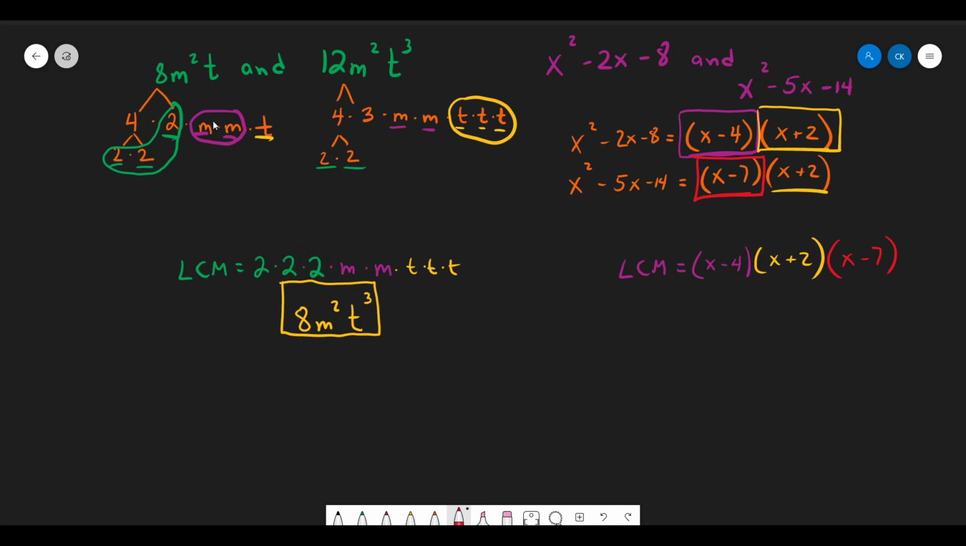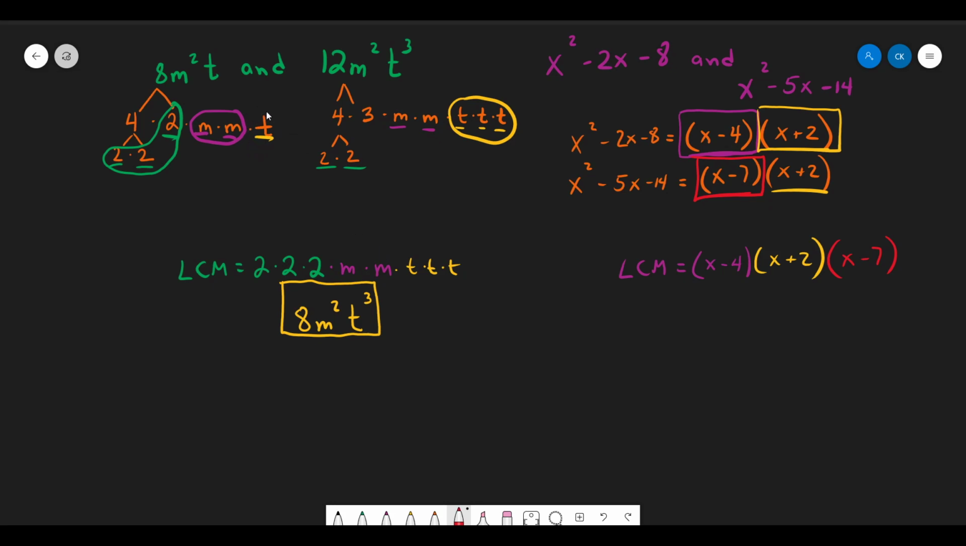LCM. Now we go on to the m's. I see 2 m's here, and I see 2 m's here. So we didn't really talk about this, but if they have the exact same amount, it doesn't matter which one you choose from. I could pick these two m's or I could pick these two m's. Doesn't matter. Two m's will go into the LCM.